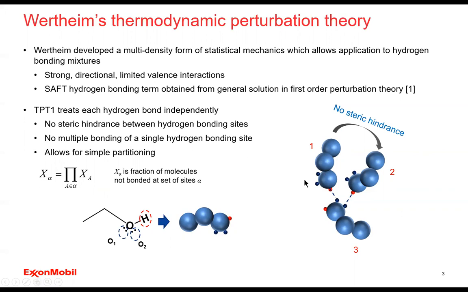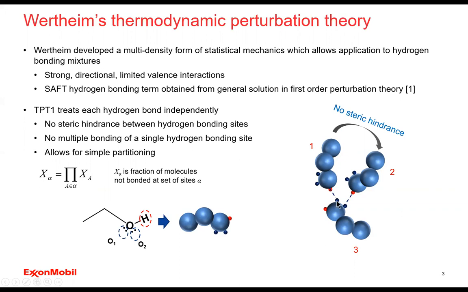For steric hindrance, we can see an illustration here where we're modeling ethanol, where ethanol has two hydrogen bond acceptor sites, O1 and O2, and a hydrogen bond donor site, which we represent as this coarse-grained representation where the two blue spheres represent the hydrogen bond acceptor sites, and the red sphere is the hydrogen bond donor site, so the hydrogen.